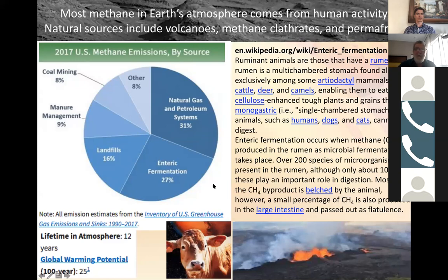A little explanation on the right from Wikipedia: cows are ruminant animals and have a rumen, basically two stomachs, so they can digest all this cellulose in plants and grains that they eat. But in those stomachs, the microbes get to work, and the microbes are methanogens. They generate methane as they do their work of breaking down these materials for cows and other animals, deer and camels and so on, to metabolize.